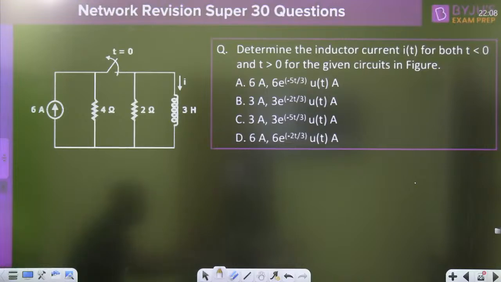One minute. What will be the answer for this question?